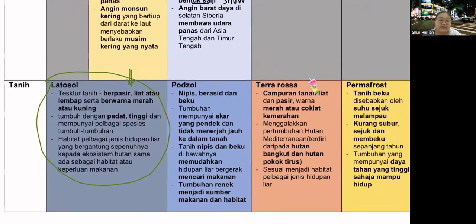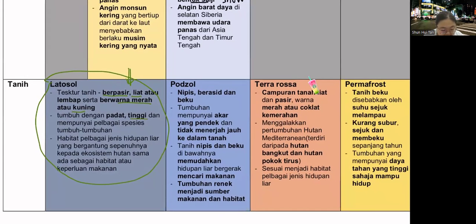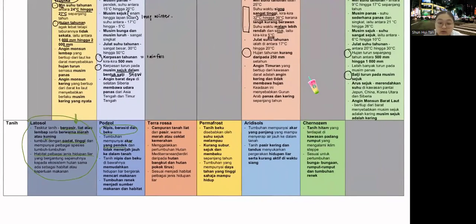All right. Then what is latosol? Then you explain. They have a texture tanih yang berpasir, liat, berwarna merah kuning. So what happened? Oh, suitable, sesuai untuk tumbuh. Or you can say tumbuh-tumbuhan tumbuh dengan padat dan tinggi. And then menjadi habitat pelbagai jenis hidupan liar. Right? And podzol, the keyword is this. Nipis berasid. Akar pendek. Why? Because it's freezing. All right. And then, so what happened? Encourage the growth of hutan conifer.